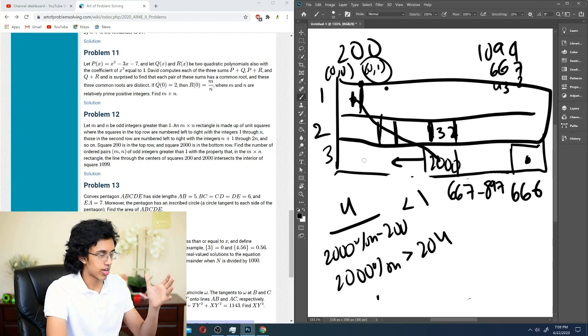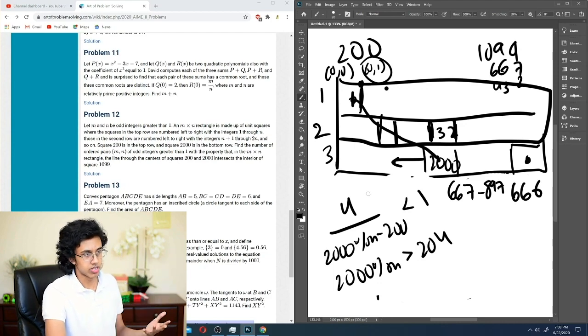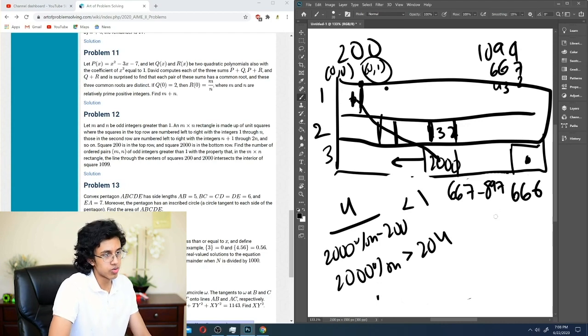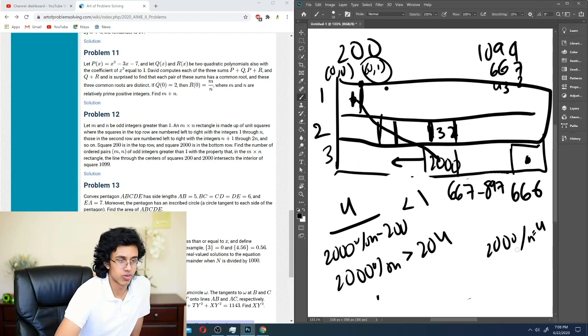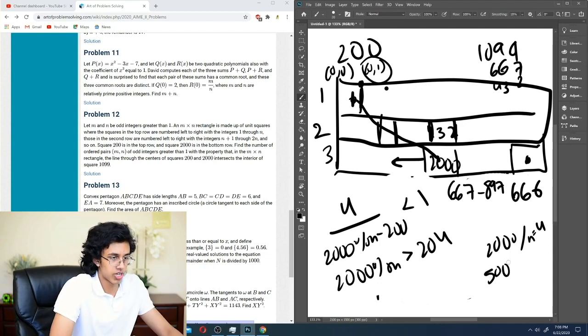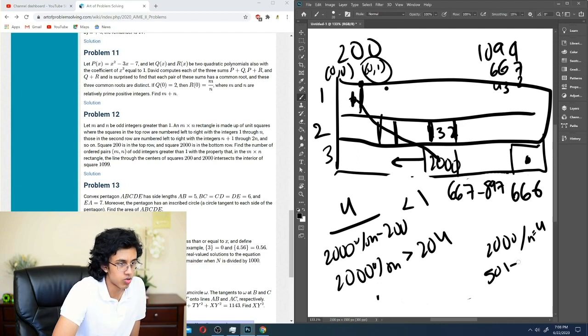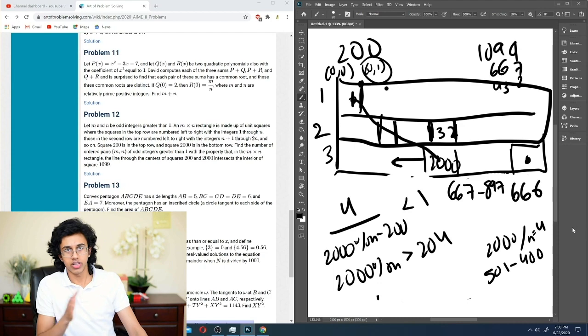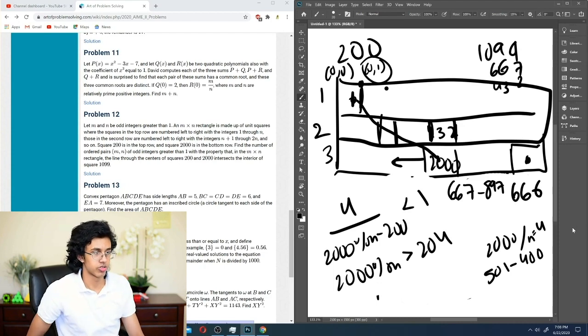And we also know that 2000 has to be on the last row, right? So if we have 5 rows, that means that your n has to be what? Well, basically you know that 2000 over n has to be at least 4, between 4 and 5. Okay. So that means you could either have 500 or 501, all the way over till 400. Yeah, 400. Because if it's any less than that, it'll go on to the next row, so that's not good.